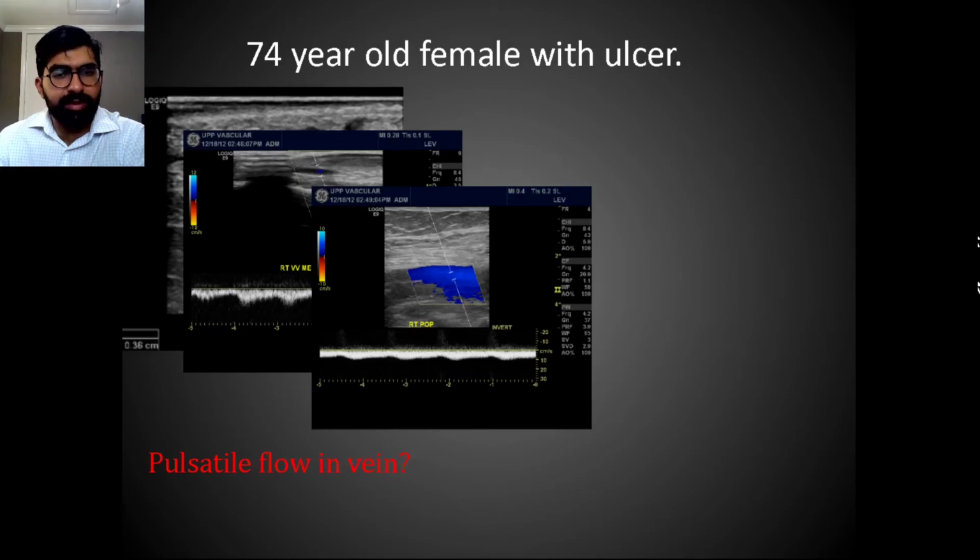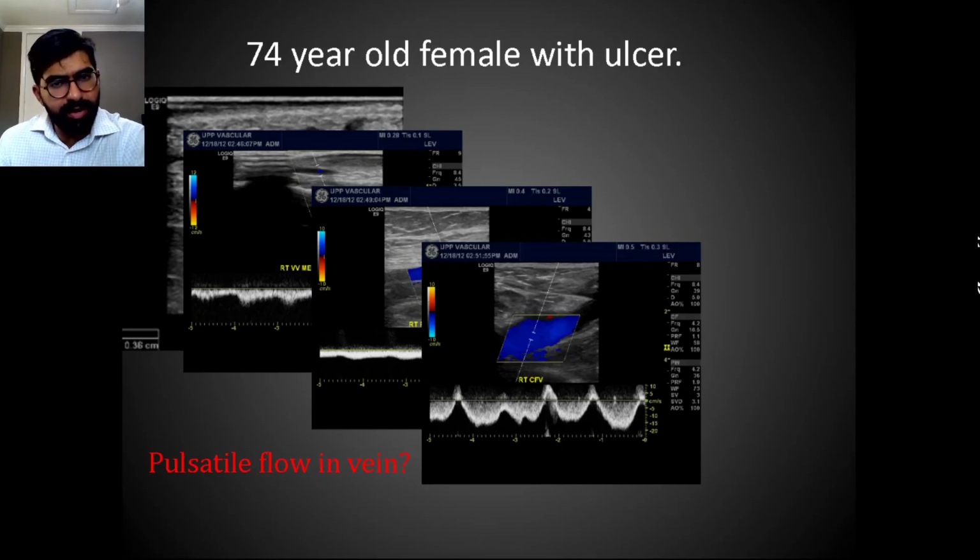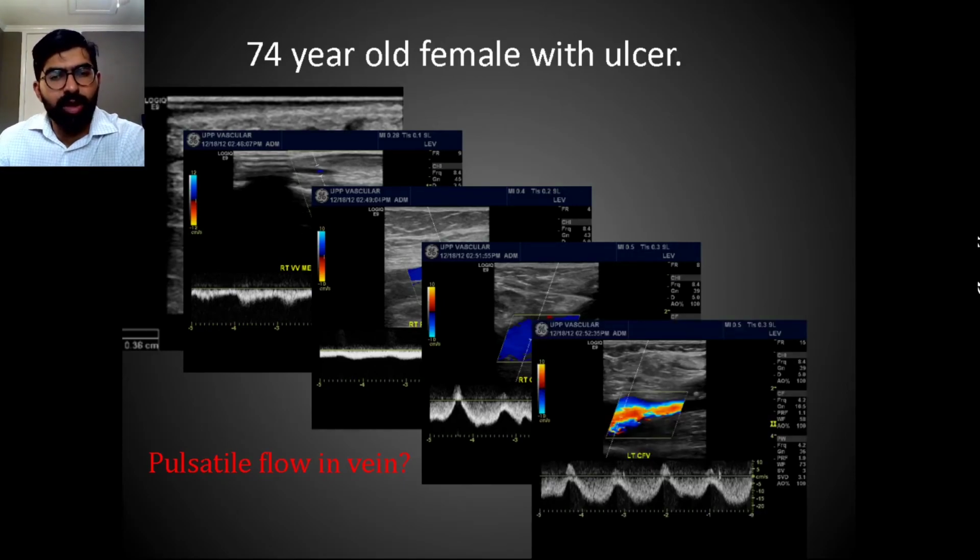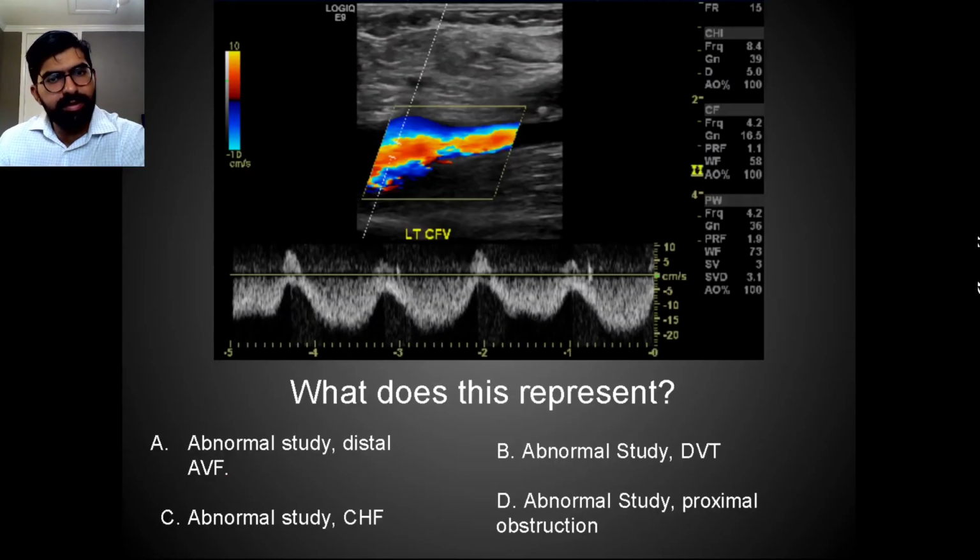So in fact, there's pulsatile flow in the vein, proximally in the right popliteal. And in fact, even on the right side, the side of the ulcer, there's some pulsatility in the vein. Now here's a key thing in this patient. You also have pulsatile flow in the left side. So let's look at that, okay?